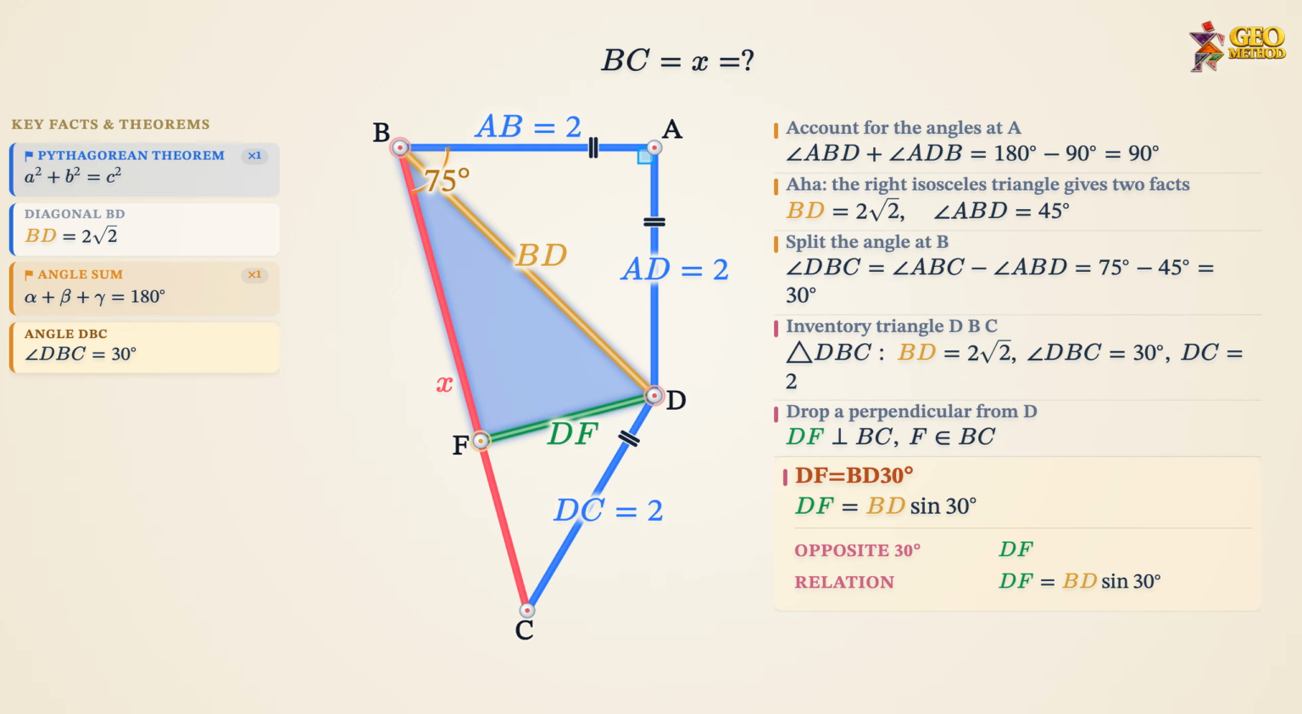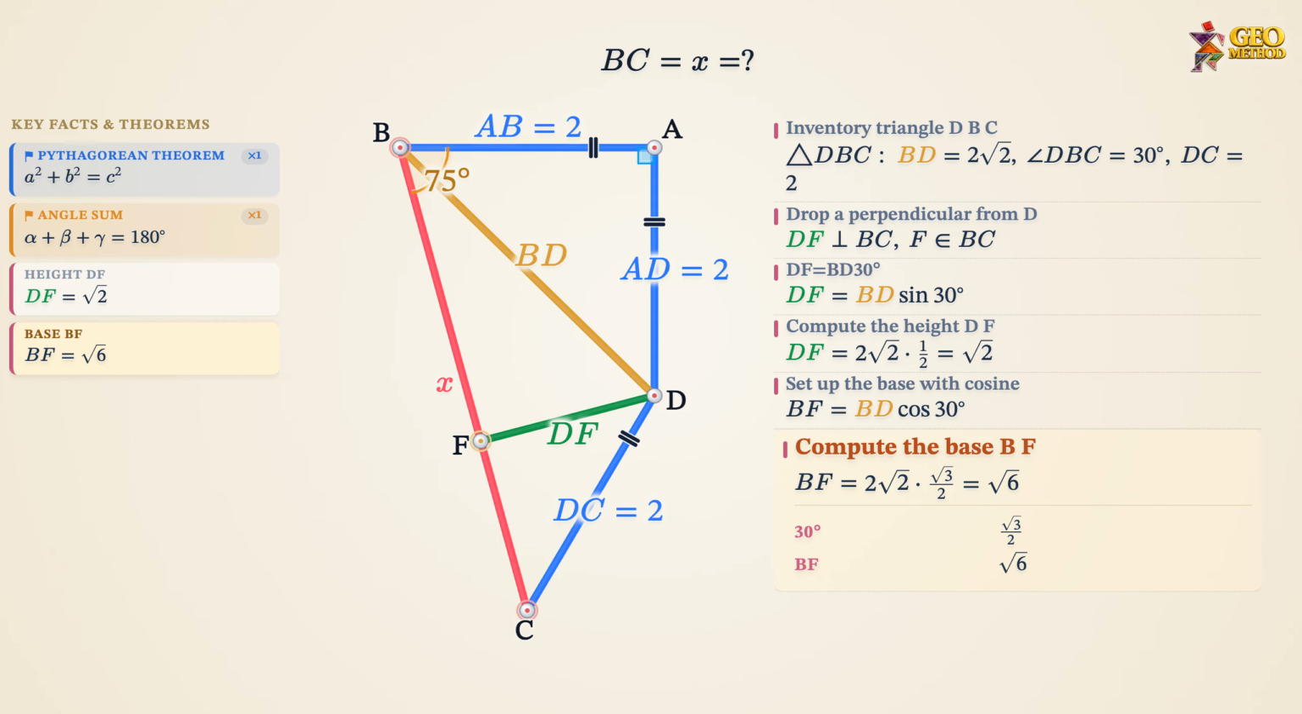The base segment BF of that same right triangle lies next to the 30-degree angle, so it is the hypotenuse times the cosine. That gives segment BF equals segment BD times the cosine of 30 degrees. The cosine of 30 degrees is root 3 over 2, so segment BF is 2 root 2 times root 3 over 2. The 2's cancel, and the roots multiply to root 6, so segment BF is the square root of 6.